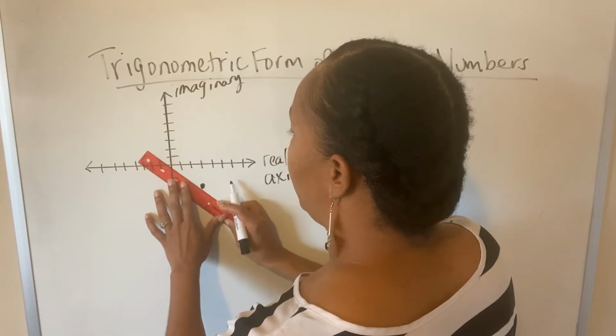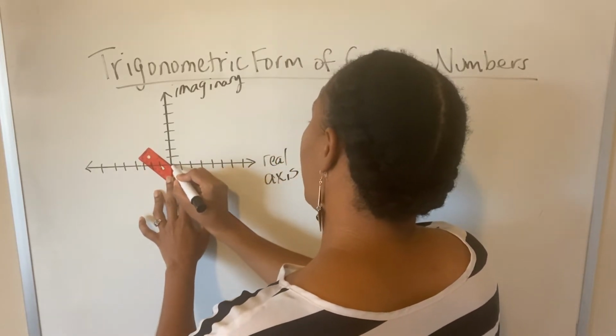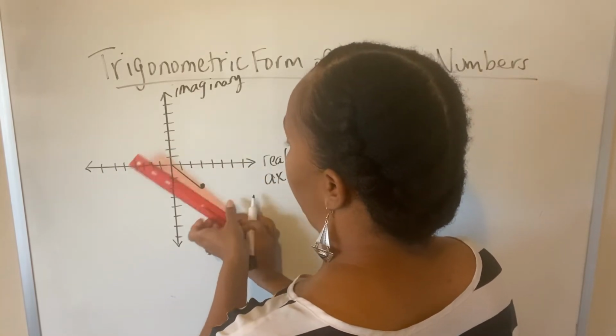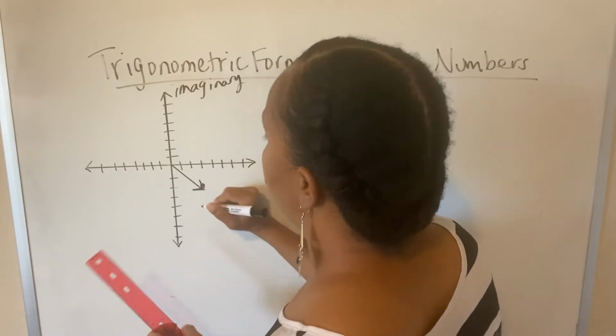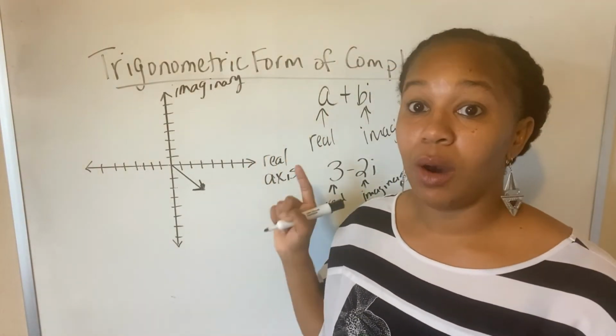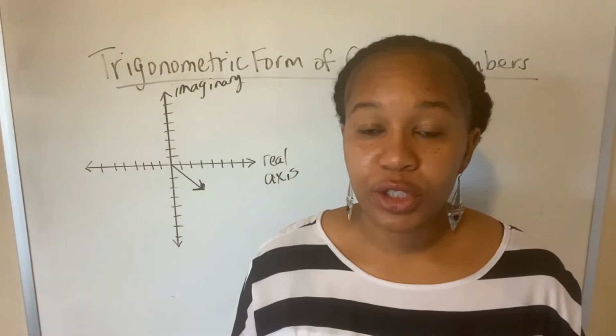Except instead of just leaving a point there, we draw a vector with the initial point at the origin and the terminal point at that point, 3, negative 2. So our complex number 3 minus 2i would look like that, graphed as a vector. That was fairly straightforward, right?